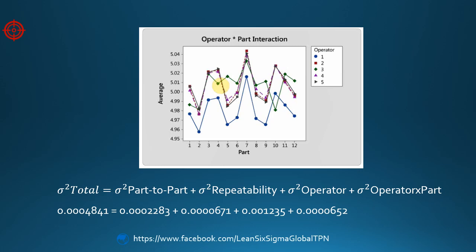Now let's use the operator by part interaction graph from a prior lesson to interpret the variance due to the interaction between operators and parts. Notice that the differences among operators are not consistent for all boards. The interaction variance component provides a measure of this discrepancy. For this data, this variance is estimated to be 0.000652.